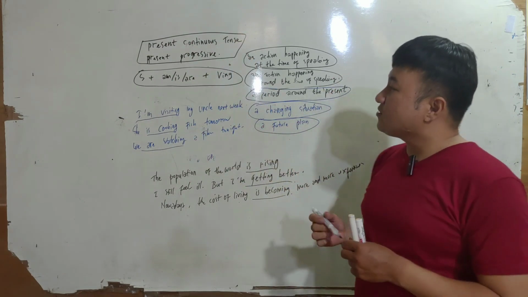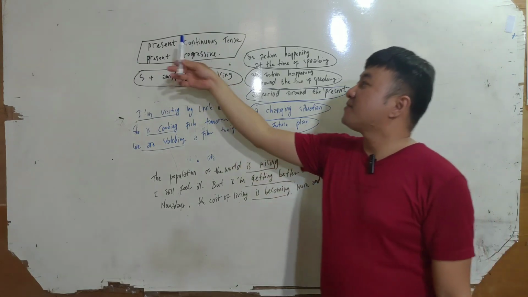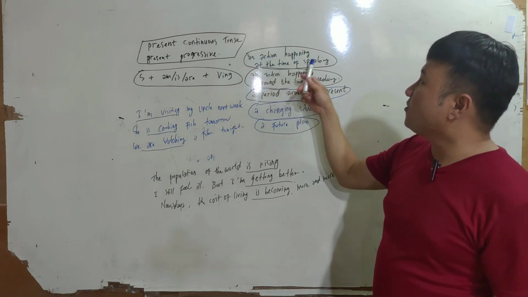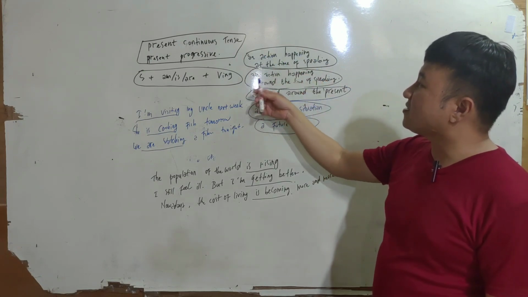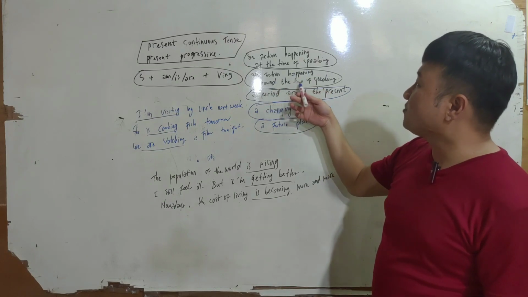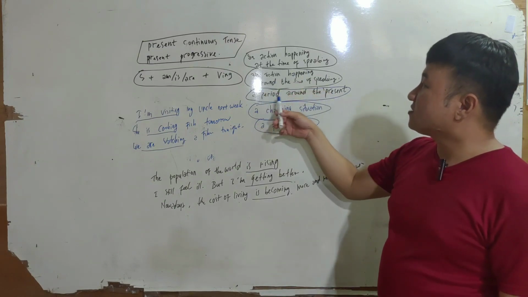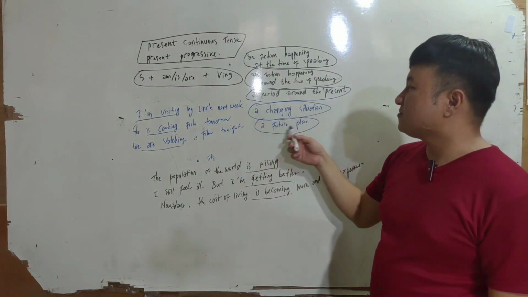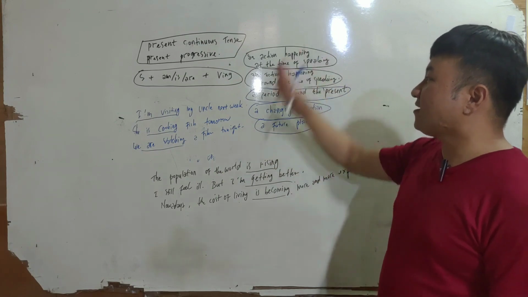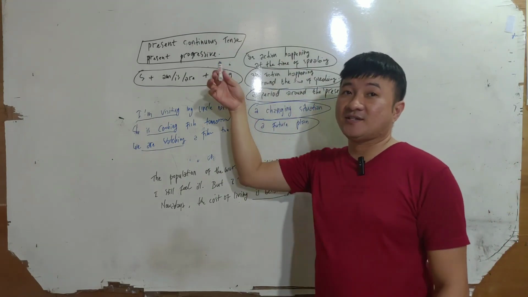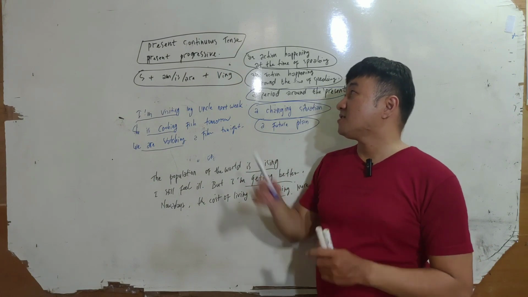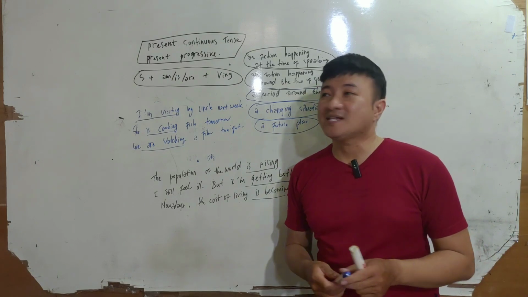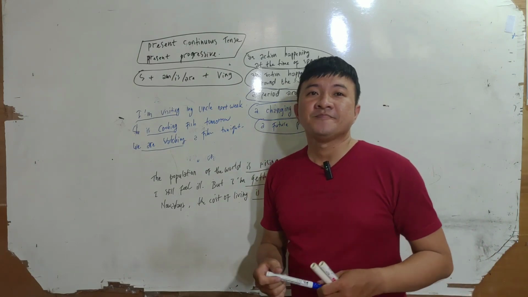Okay. So again, let's go over. There are 5 functions of present continuous tense or present progressive. The first is to talk about an action happening at the time of speaking. The next one is to talk about an action happening around the time of speaking, and a period around the present, a changing situation, a future plan. See, there are 5 usages for this present continuous tense, but usually the main use is to talk about an activity that is happening at the time of speaking. That's what we normally learn about this tense.